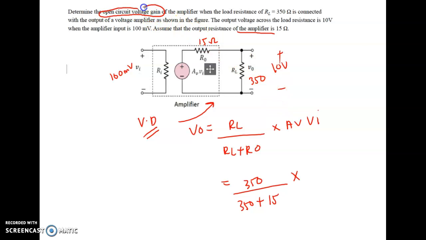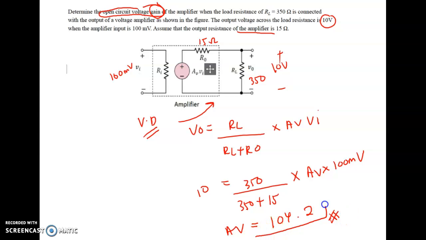Determine the open circuit voltage gain. Because it's saying gain here, so gain is AV. And you know your VI is 100 millivolt. And what is your V out? V out is also given here as 10 volt. Then you can get your AV. The gain is 104.2. And the gain is unitless. Don't put the unit at the gain. So this is the final answer, the open circuit voltage gain. Okay.